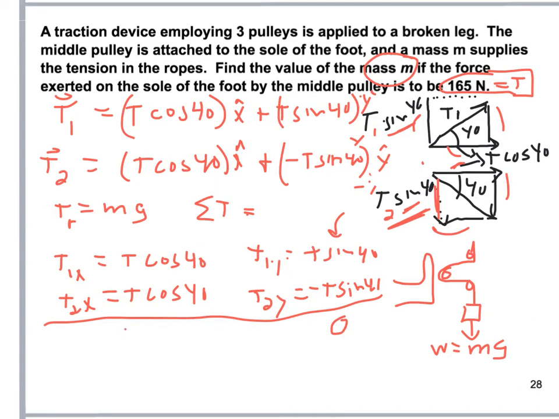But then over here we get 2T cosine 40. So that makes it a lot simpler to solve. So the force in the y direction is 0. And that would make sense when you look at this foot. The patient's laying in bed and the foot is in the x direction. The last thing you want is it moving up and down. So you want nothing in the y direction.